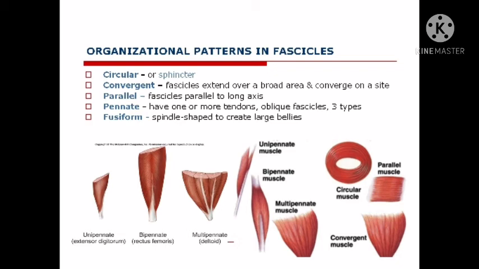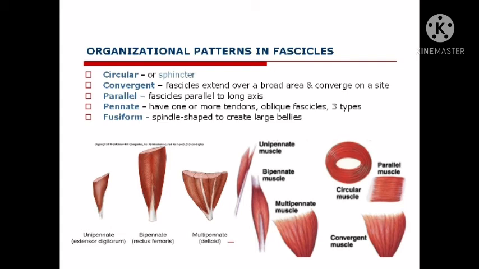Single leaflet-like muscles are like a feather, with one or more tendons, and around them the muscle fascicles are arranged. So some fascicles are oblique. According to the pinna of the muscles, they are further divided into three types, that is the unipinnate, the bipinnate and the multipinnate.